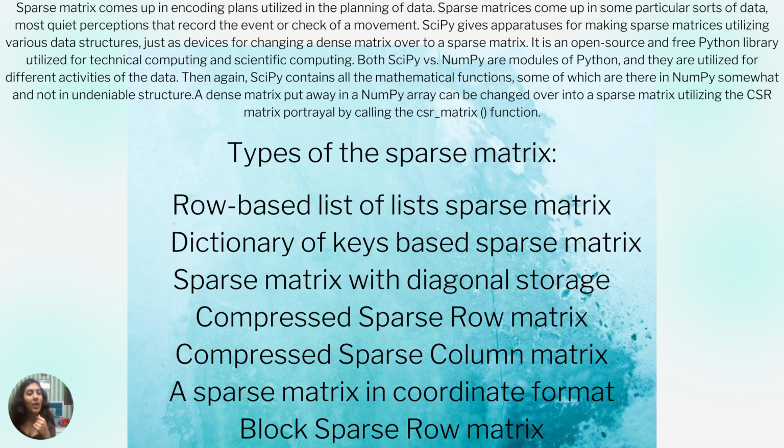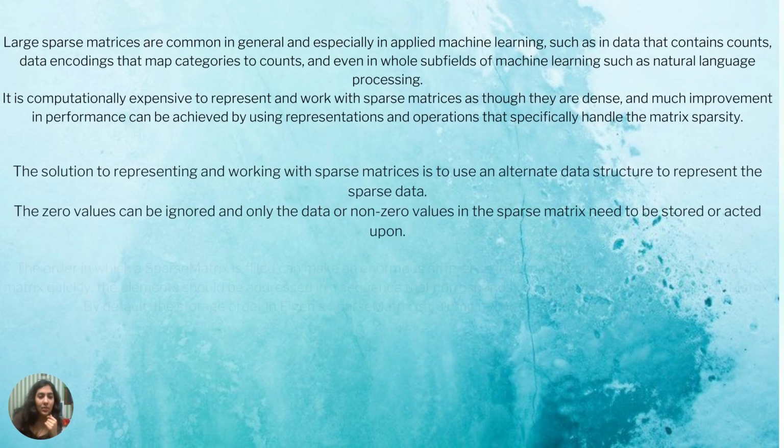Here are the types of sparse matrices. Firstly, the row-based list of lists sparse matrix. Second, the dictionary of keys-based sparse matrix. Third, the sparse matrix with diagonal storage. Fourth, compressed sparse row matrix. Fifth, compressed sparse column matrix. Sixth, sparse matrix in coordinate format. And lastly, the block sparse row matrix.